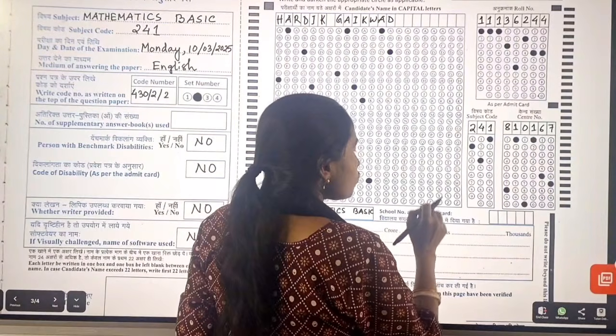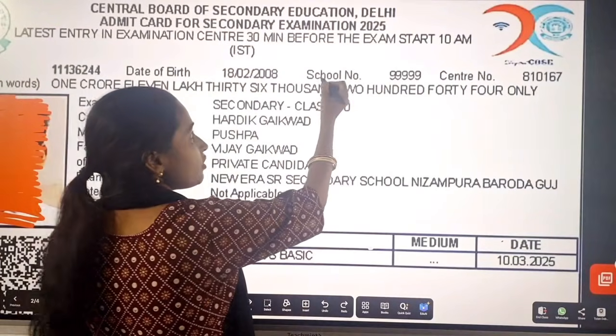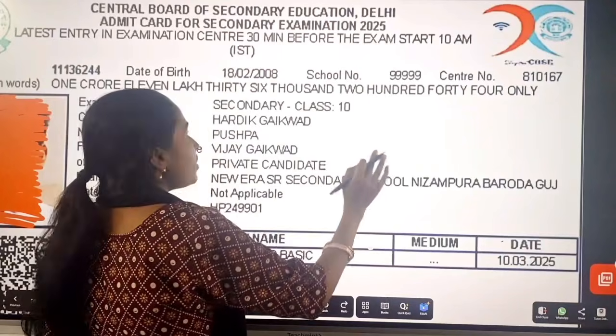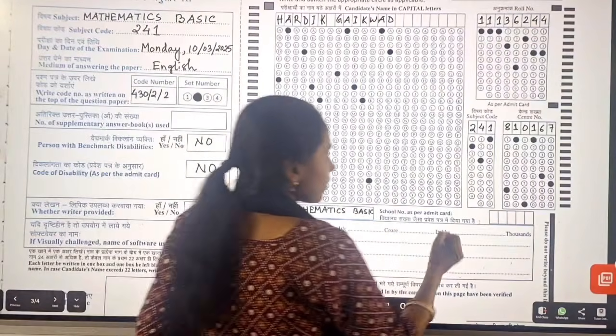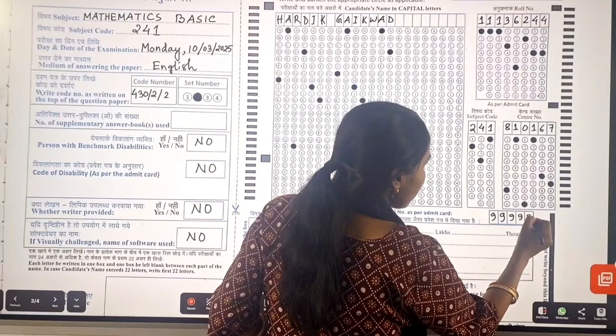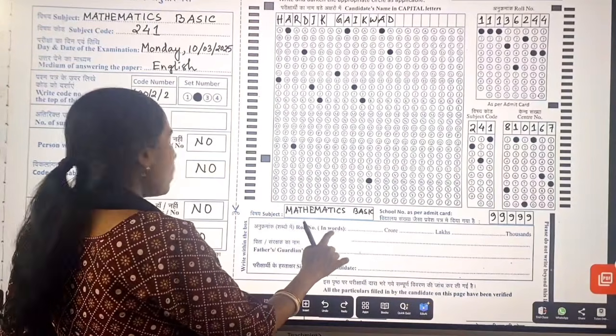Then here it is written school number. Again, school number you have to write from your admit card. See, in your admit card here all are written 99999. Whatever is written in your admit card, you have to write as school number. So school number 99999. After that it is written roll number again, but in words.